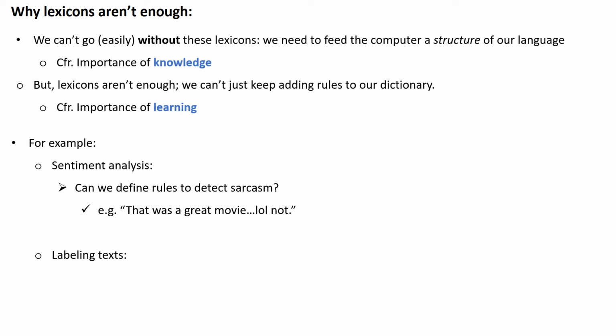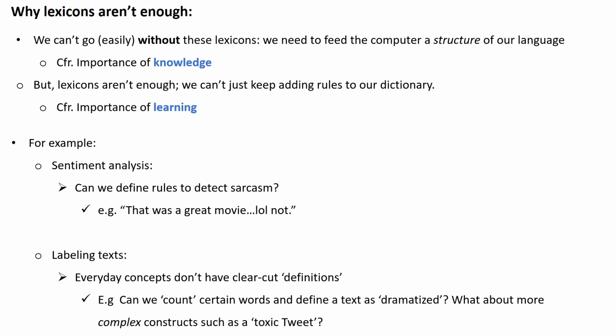Let's go back to the labeling exercises we talked about earlier. For example, the research that tried to categorize news articles as being dramatized or not. Now, what does it mean that a certain piece of text is dramatized? Are we looking for a specific set of words? If so, what are the words then? And what about even more complex constructs, such as a toxic tweet or a toxic message on Facebook or whatever? What does it mean that a certain utterance is toxic? Again, do you have a list of words we need to check?